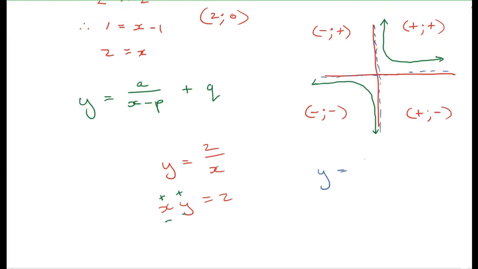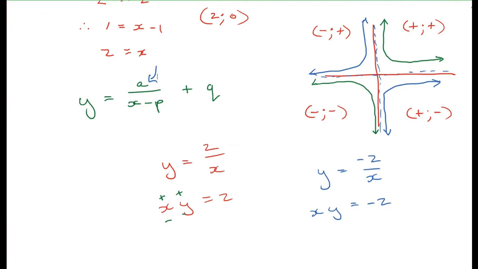If I had y equals negative 2 over x, again, multiply both sides by x. Now I get xy equals negative 2. Same story. When will you get a negative product? Either if x is negative and y is positive, or if x is positive and y is negative. And that's why you end up in those different quadrants for hyperbolas. And again, it's a reflection. That's what a is doing there. If you put a negative in there, it's been flipped.